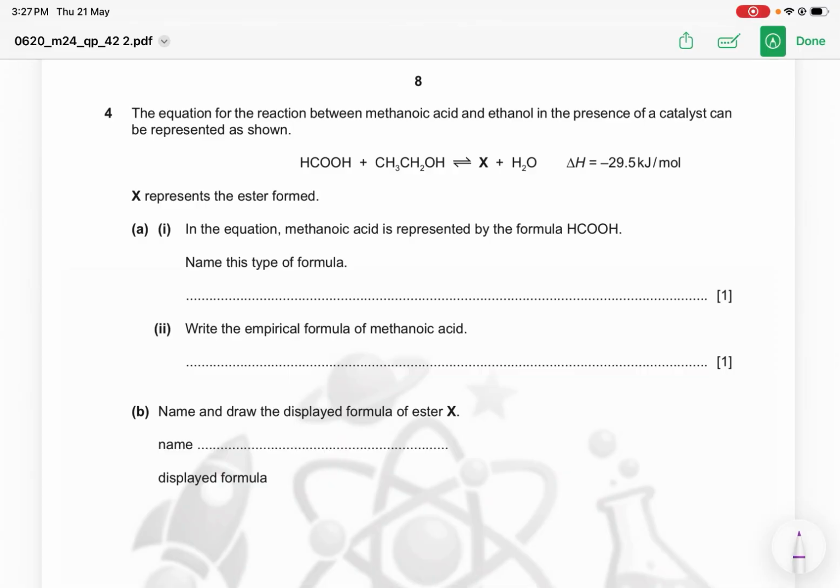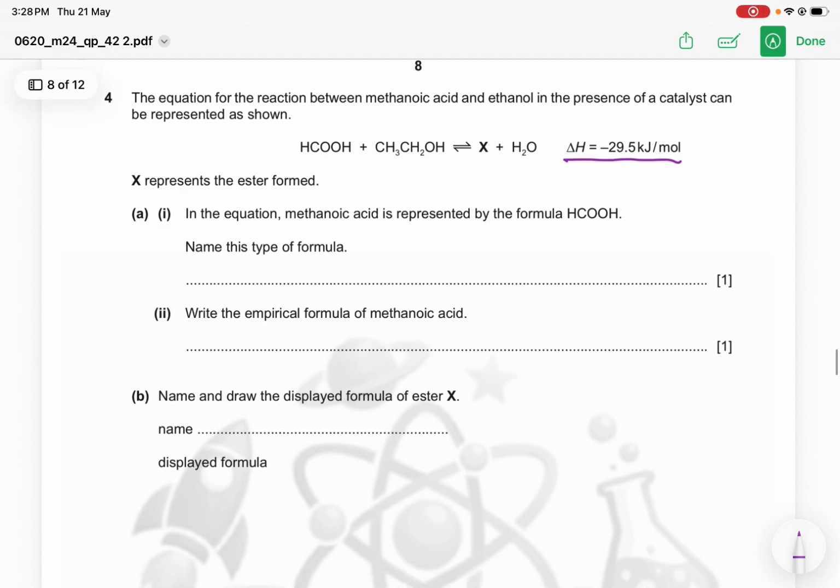Next is question number 4. The equation for the reaction between methanoic acid and ethanol in the presence of a catalyst can be represented as shown. They have given you the equation, and the delta H value is also provided here. X represents the ester that is formed. In the equation, methanoic acid is represented by the formula HCOOH. Name this type of formula.